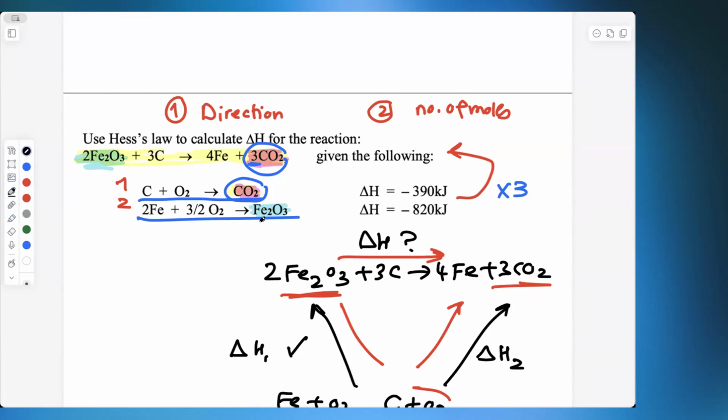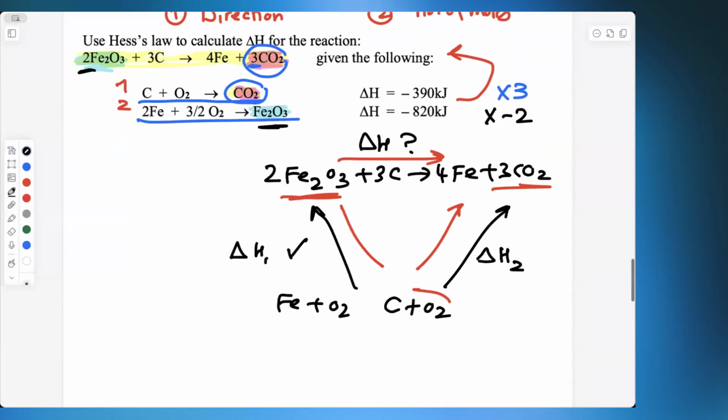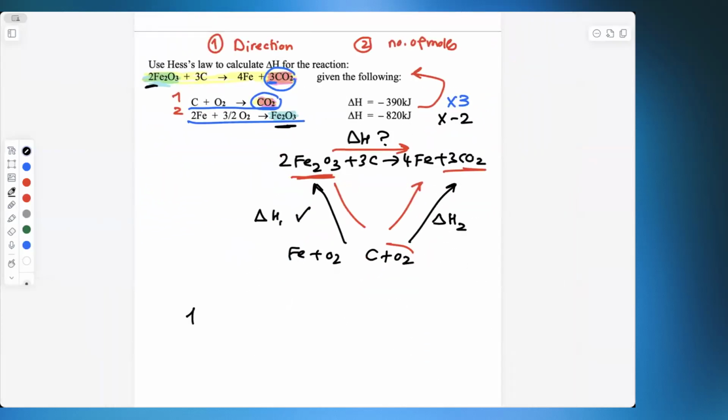And also, this is 1 mole, but this is 2 moles. So this means that you have to multiply by negative 2. Again, you multiply it by a negative because you want to reverse the equation, and you multiply it by 2 because here is 2 moles and here 3 moles. So for the first equation, you multiplied minus 390 by 3. And for the second equation, you multiplied the minus 820 by negative 2.